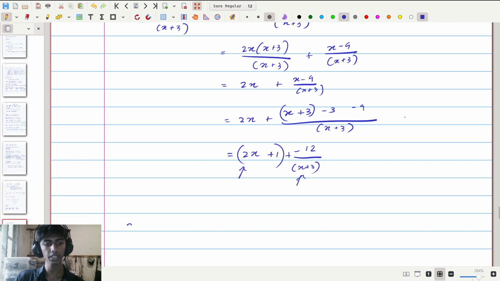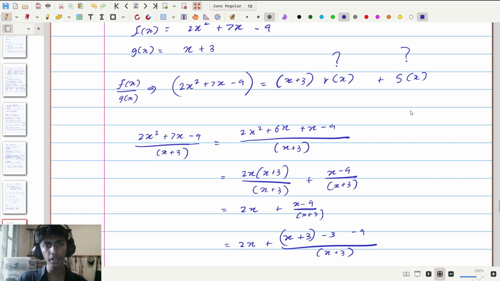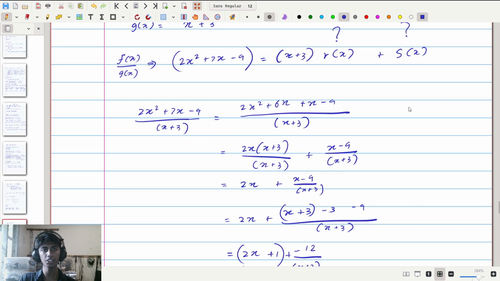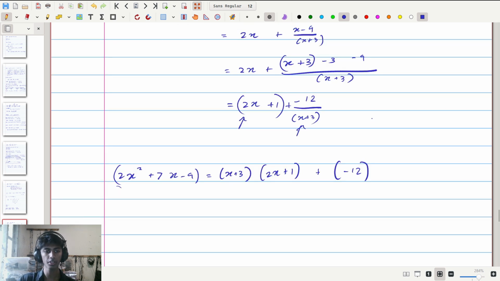In fact, if we write down f(x), which was 2x squared plus 7x minus 9, this is in fact equal to g(x), which is x plus 3, times the quotient we found, which is 2x plus 1, plus the remainder that we have, which I'm going to write as a plus, and negative 12. So here we have found our values. This was the numerator.